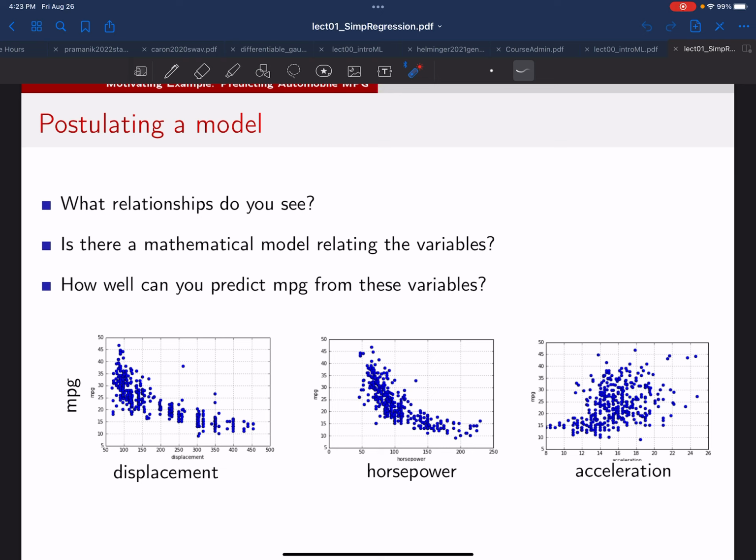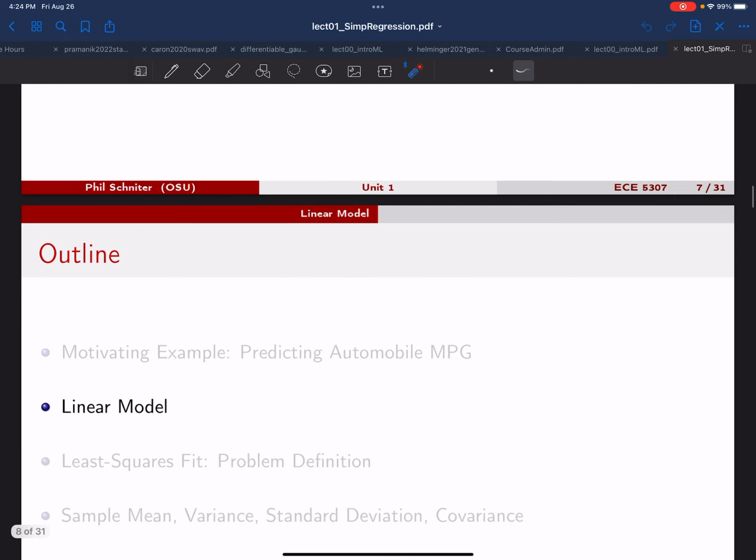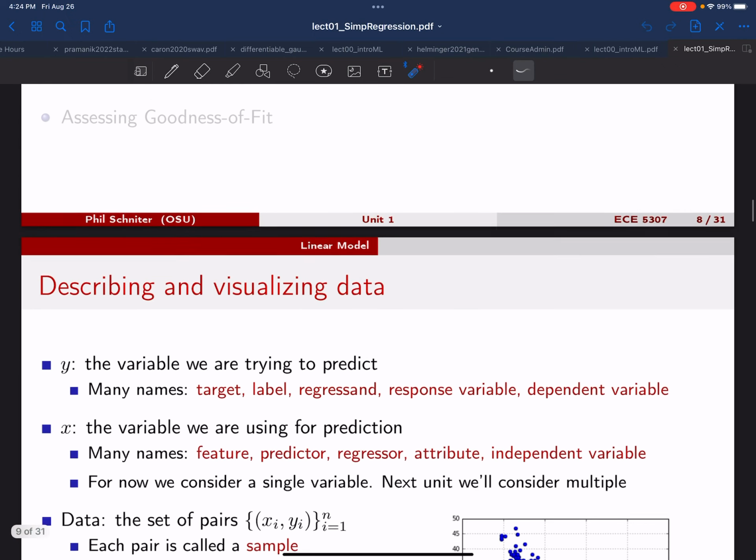So just stuff to think about looking forward, but that's kind of the gist about what we're doing right now, is we're looking at the data, we're trying to see, is there a model there that can be exploited for prediction? All right. Any questions so far? Okay, great. So again, we're going to focus on linear models.